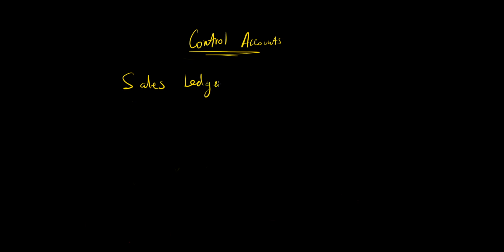In the sales ledger we have our credit customers accounts. Credit customers are also known as your debtors, right? They are also your current assets. So all of these things are linked, they're the same thing.